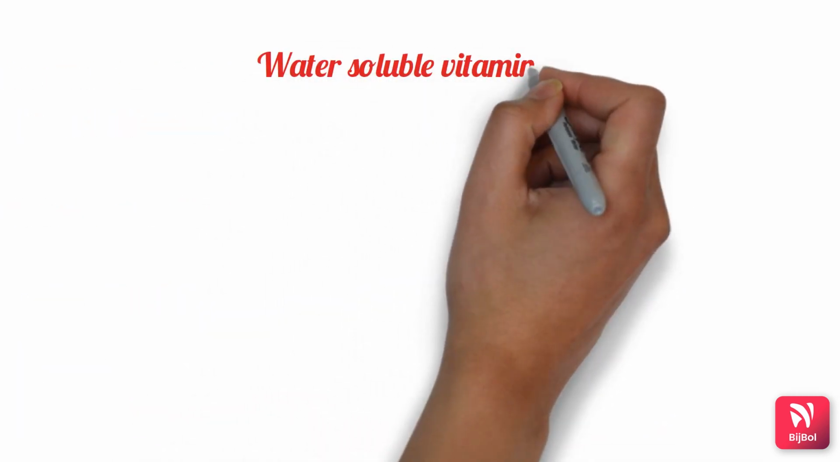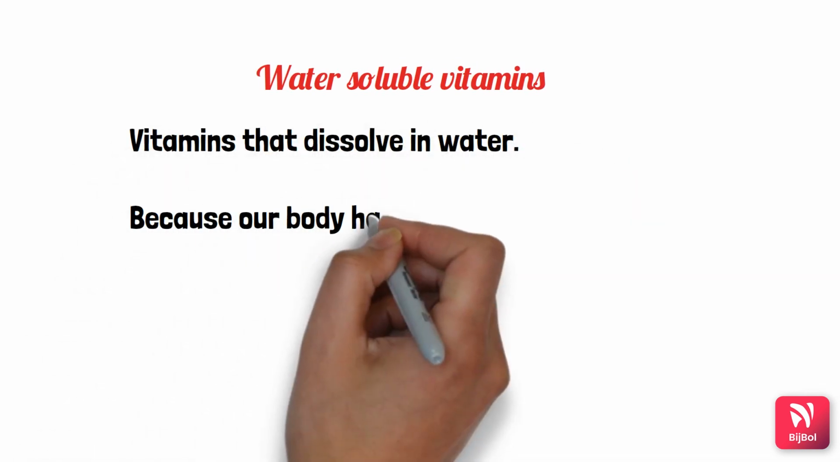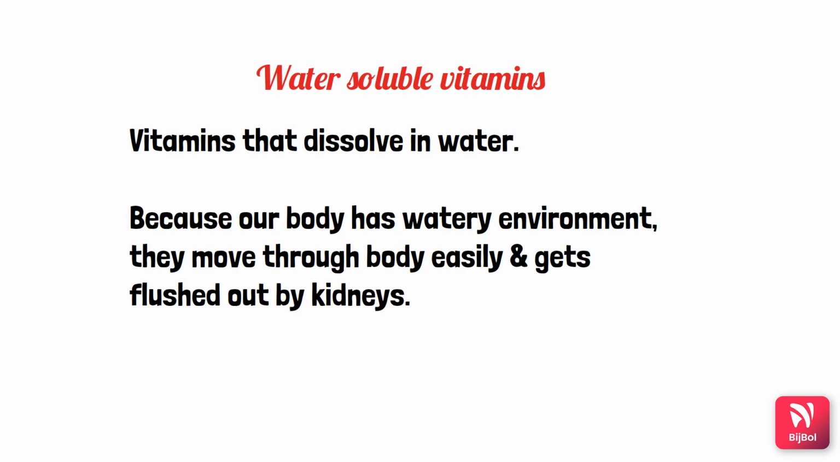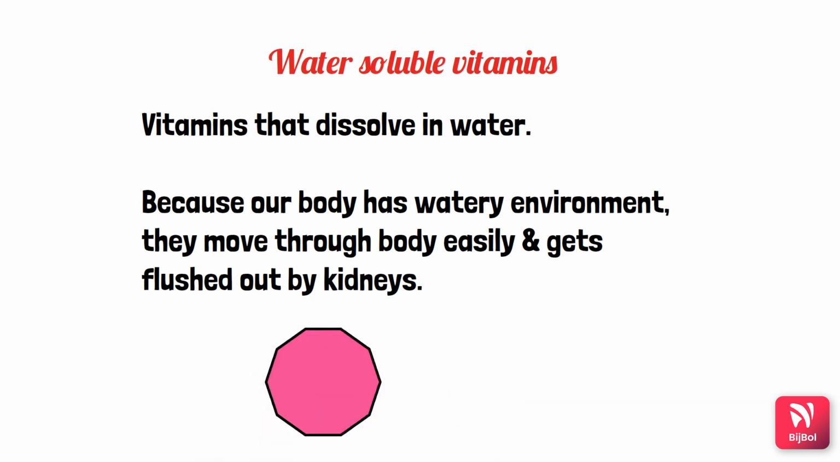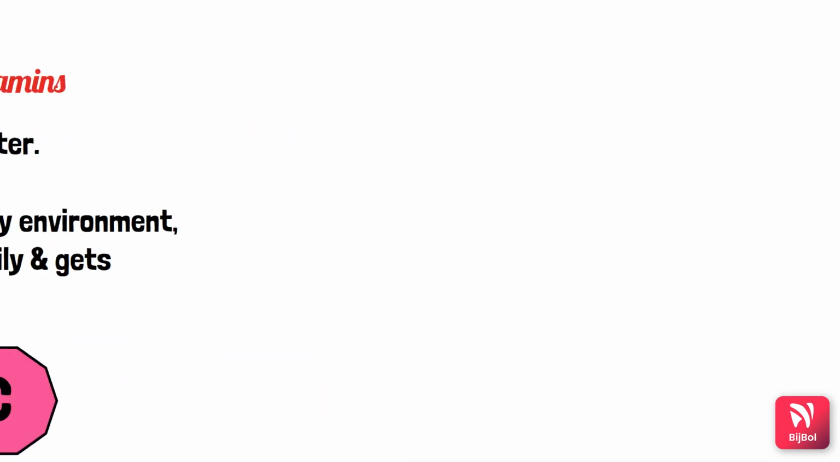Now let us discuss water-soluble vitamins. What are water-soluble vitamins? These are dissolved in water. Because our body has a watery environment, they move through the body easily and get flushed out by the kidneys. In contrast to the fat-soluble vitamins, they are not stored. Types of water-soluble vitamins are vitamin B and vitamin C.